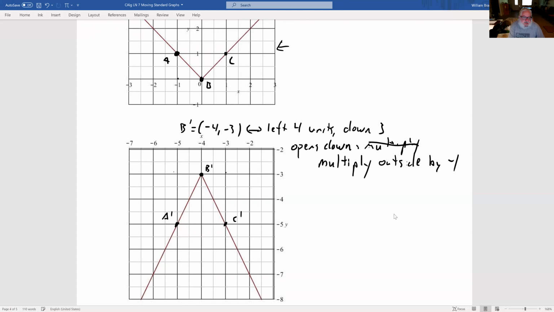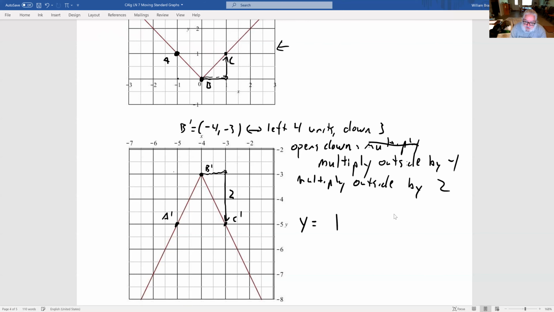Well, to get from B to C here, you go 1 unit right and 1 unit up. But to get from B to C here, you go 1 unit right and you go 2 units down. So it's been multiplied outside because it's been stretched. C is now twice as far away from B vertically as it used to be. So multiply outside by 2.